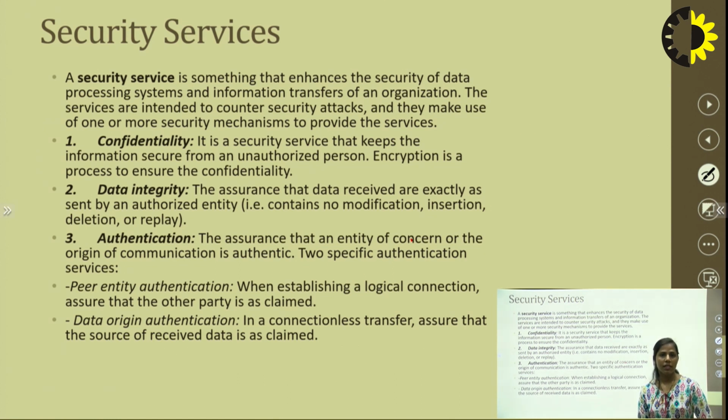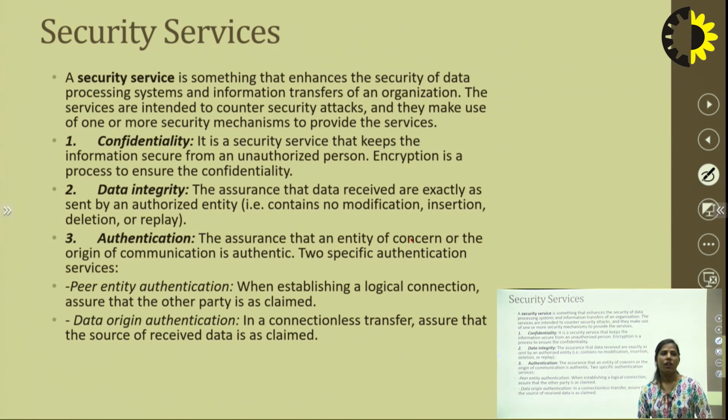What is encryption? We discussed in the previous lecture that whatever information someone is trying to transfer, he or she encrypts the data, so that if someone in between tries to access that information, he or she cannot access the confidential data.